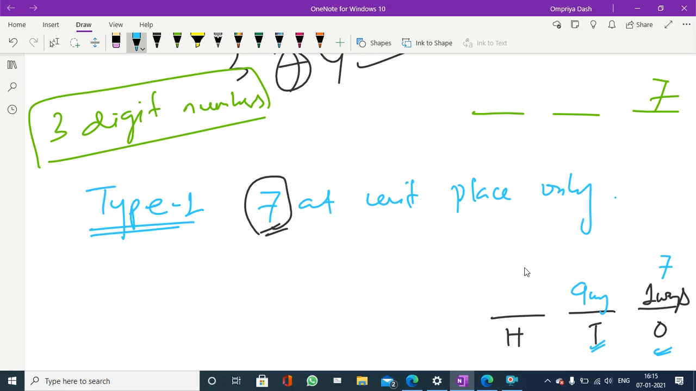Because if you put 0 here, you will get a 2-digit number. You can't put 0 here. You can't put 7 here. But any other digit is fine. So in how many different ways can it be done? 8 different ways.